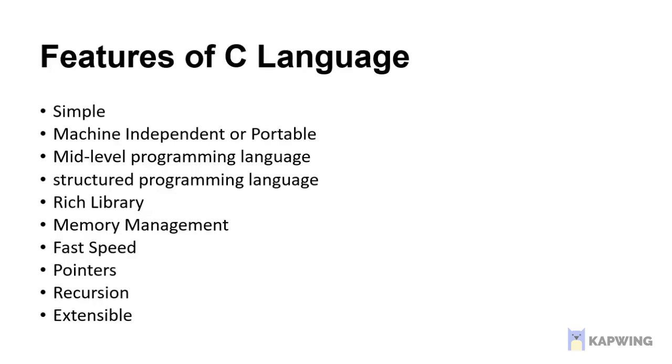Next comes the structured programming language. We can break the program into parts using functions. That means structured programming provides code reusability. Next is a rich library. C contains many inbuilt functions and many inbuilt libraries. We can also derive our own libraries, and some of them are inbuilt.